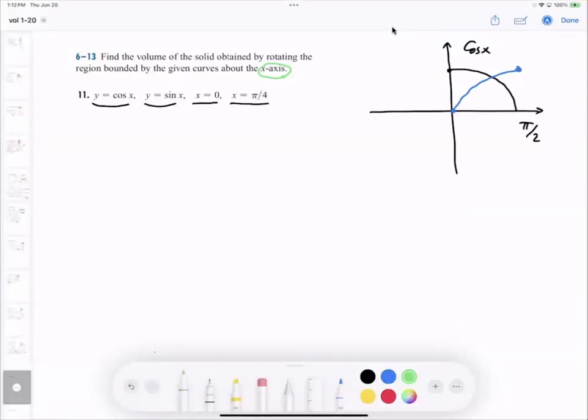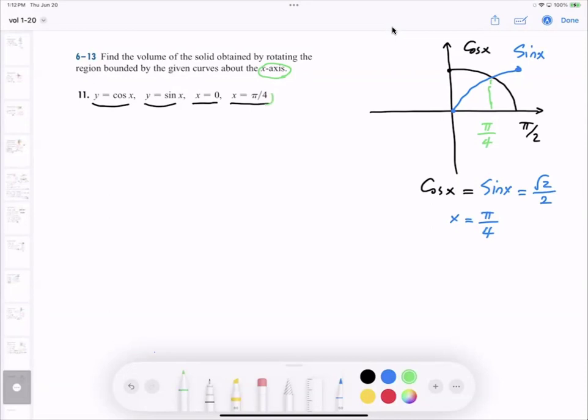These two functions intersect at pi over 4. At pi over 4, they have the exact same value. Remember that cosine x is equal to sine x in the first quadrant when x is equal to pi over 4. Both of these have the same y value, which is square root of 2 divided by 2. Very good.